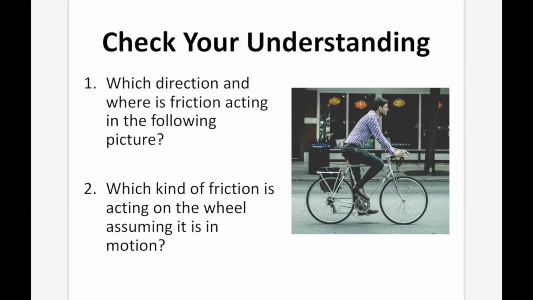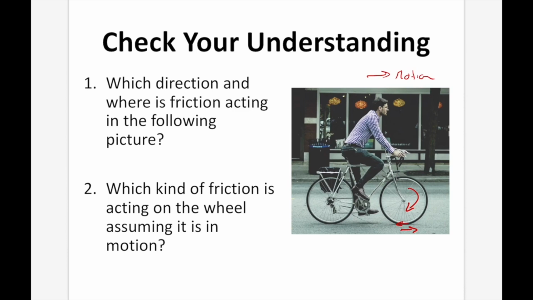Well, we're going to assume that the wheels are turning this way, so he's trying to move that way, right? That's going to be his motion. So in this case, which direction and where is friction acting in the picture? As the wheel touches the ground, it's going to be moving that way across the pavement. Since the motion of the wheel is that way, our force of friction is going to act that way.